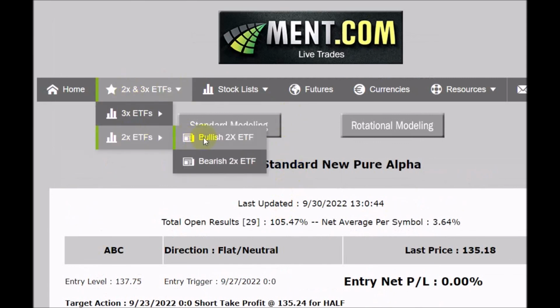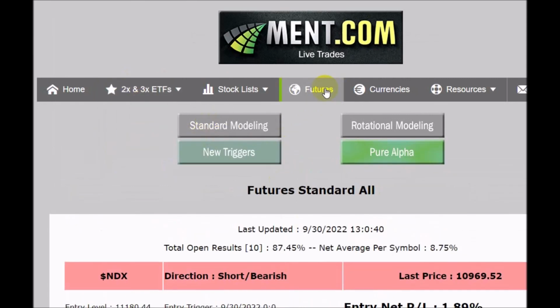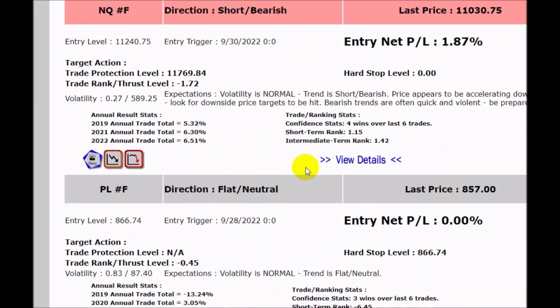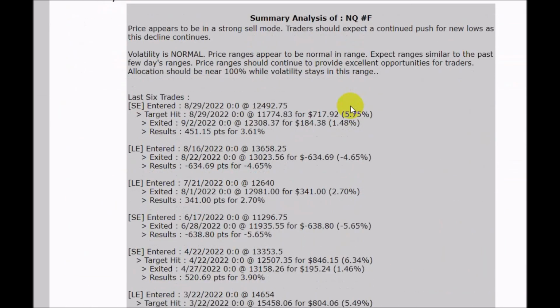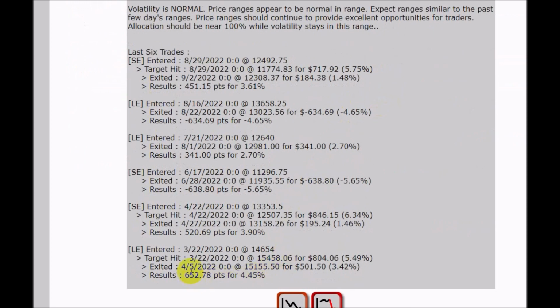And you have everything from bullish ETFs to futures, all the way down here, NQ. We've got a trade that's set up here. Now, most people wouldn't take this, but it'll tell you what you want to try to trade from a standpoint of the market, and it'll also tell you how well the system has done. You can see here in the past these trades.